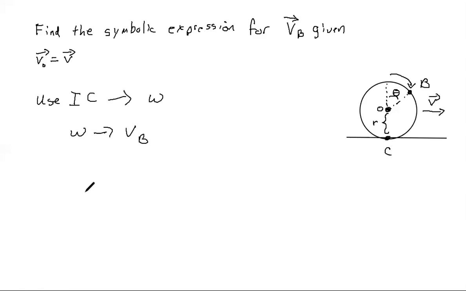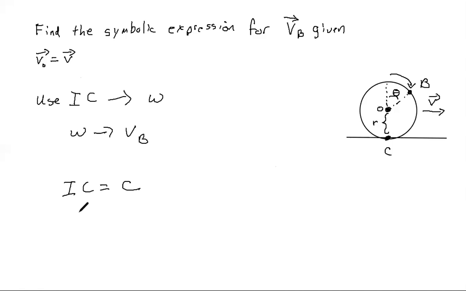So the first task is to figure out where the instantaneous center of motion could be. Remember, at the instantaneous center of motion, the velocity should be 0 and the motion of the object should look like a pure rotation. Well, clearly this is the point where the velocity is 0. So the IC equals the point labeled C in the diagram. That's the first thing to note.